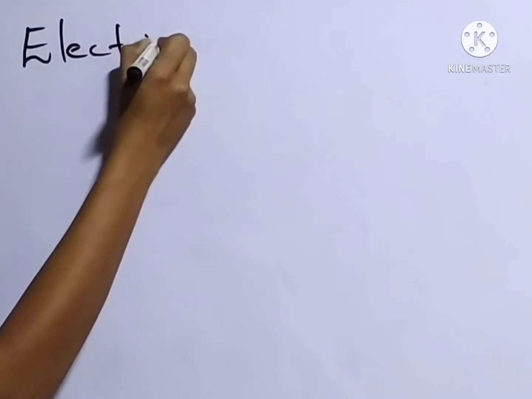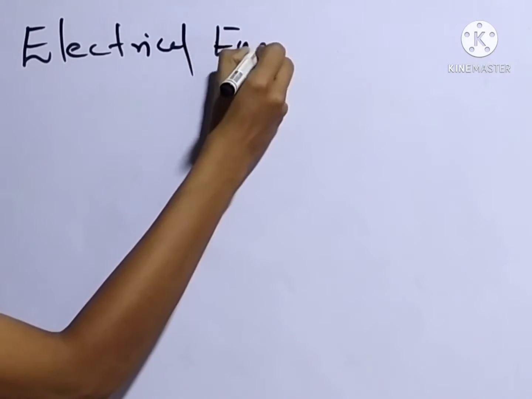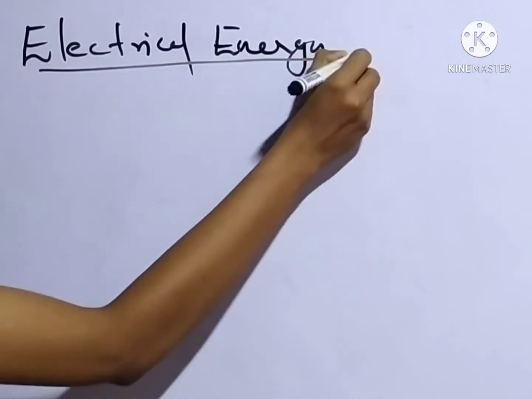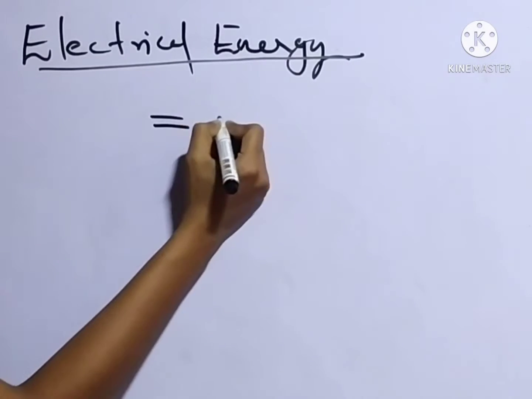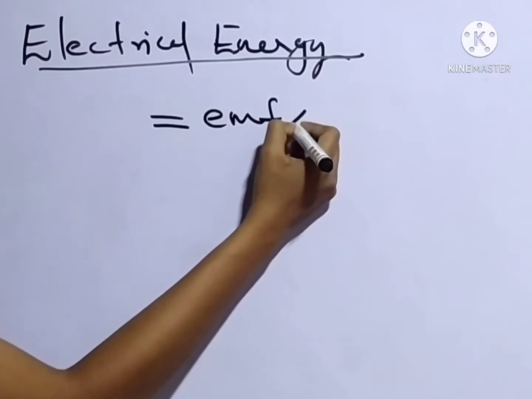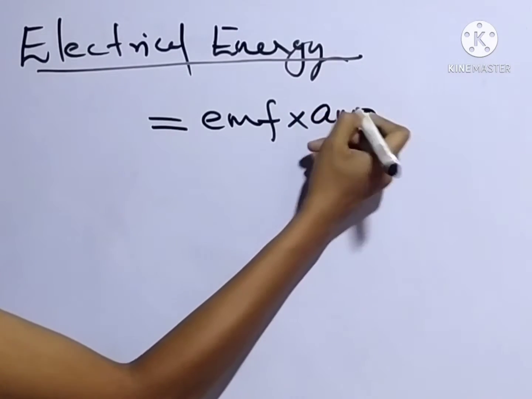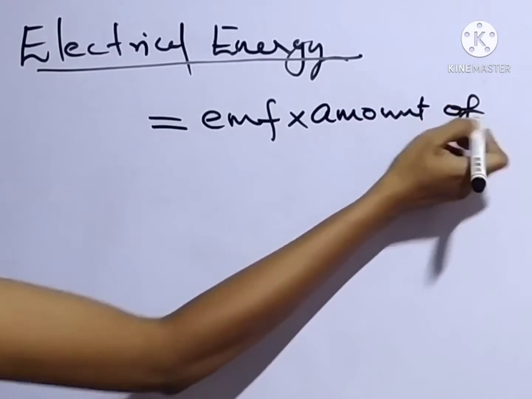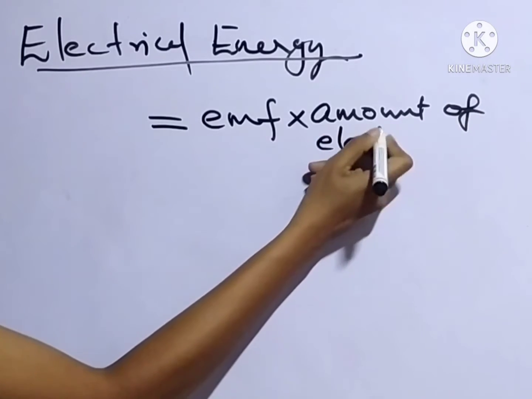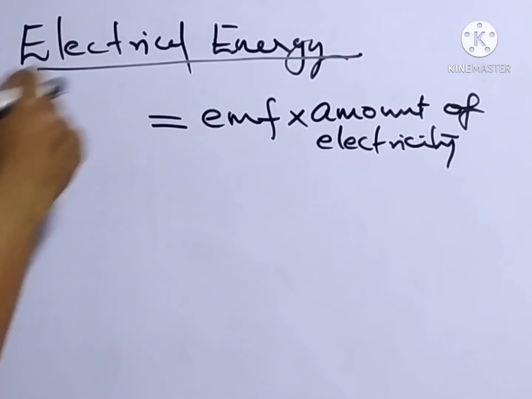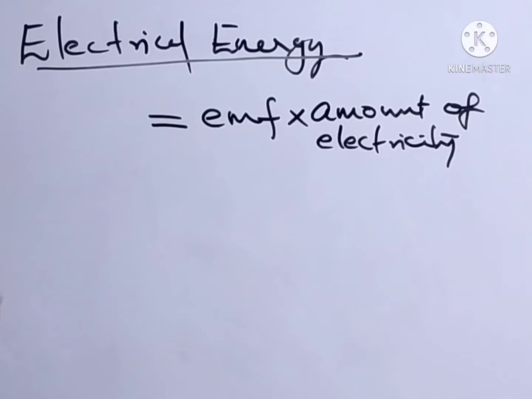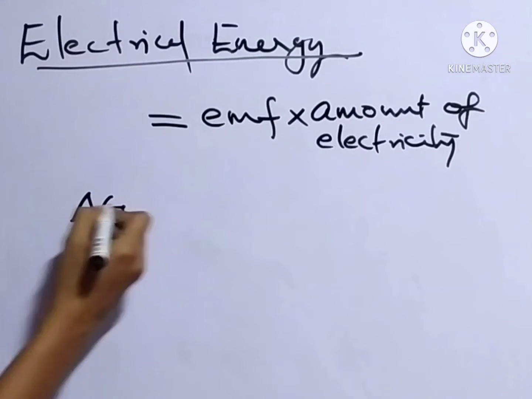Let us calculate the electrical energy of an electrochemical cell. So, electrical energy calculation. Electrical energy of an electrochemical cell is equal to the EMF of the cell times the amount of electricity passing through the cell. Electrical energy of an electrochemical cell is represented in terms of change in free energy.